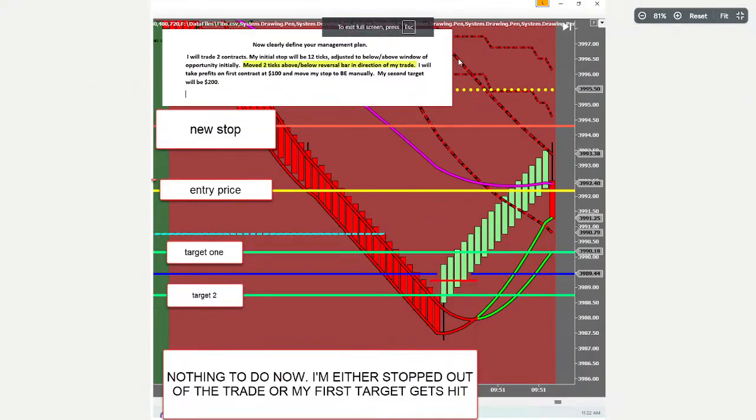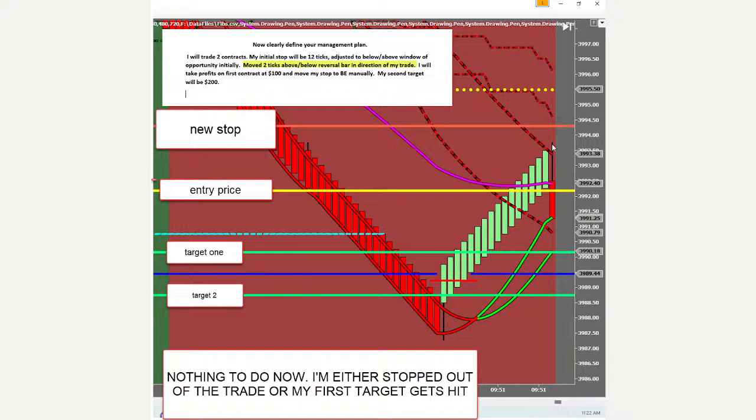You're either going to get stopped out or you're going to get the reversal bar. If you get the reversal bar, your new stop is 2 ticks above that reversal bar. If you get stopped out, you're going to wait for the next opportunity. And that's okay. It's a normal part of a positive equity curve. And once you move that 2 ticks above the reversal bar, there's nothing to do.